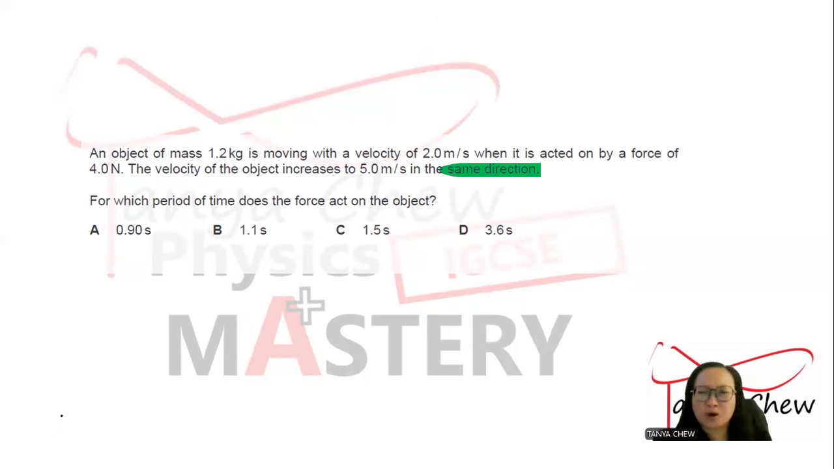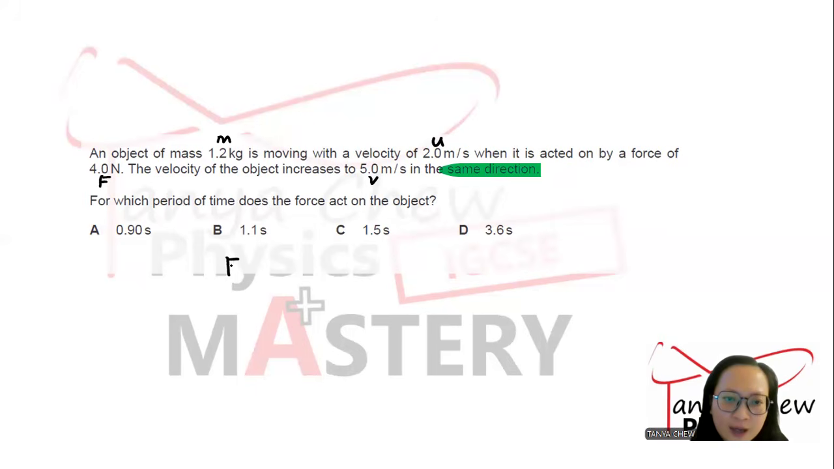It seems to be so complicated. When I see the question, if I am so blank, and I don't know which equation or which formula I should use, I always put this down. M is mass. Moving with a velocity, the first velocity that is being stated is its initial velocity. Force is F, and this is final velocity. It seems to be like a trend like that.